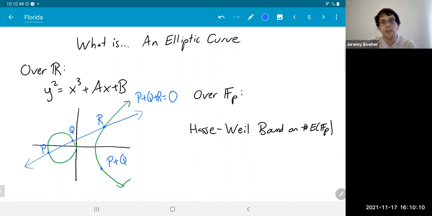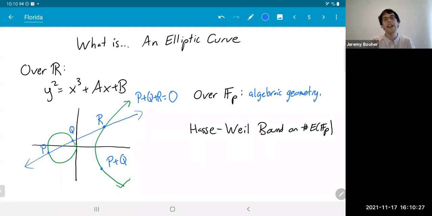Now, I really want to look over finite fields because I'm an arithmetic geometer. So over finite fields, well, you don't have a picture. It's not so clear what the group law is until you start using algebraic geometry. And that lets you make sense of all these geometric notions in this setting as well.